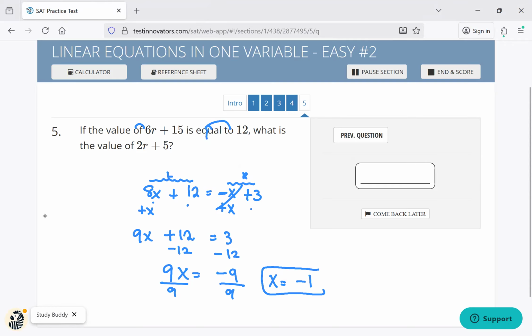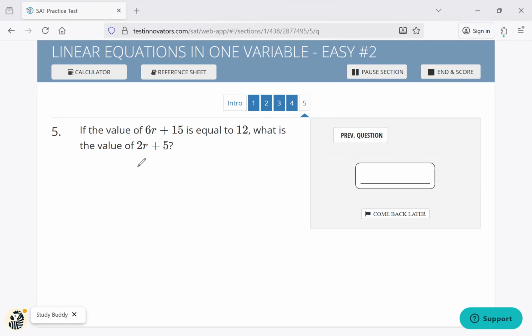By the way, I know these are correct because I've done this and I checked the answer, so that's how I know they're correct.